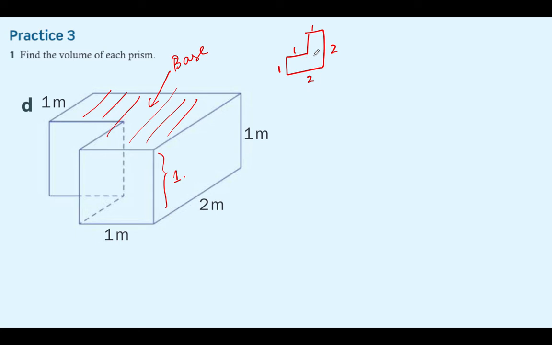From this we can extract these dimensions. So if you cut it into two shapes, you can see this is a square of 1 by 1 and this is a rectangle of 2 by 1. So according to the formula, volume of prism is base area times height. So for base area we need to find the area of this shape.